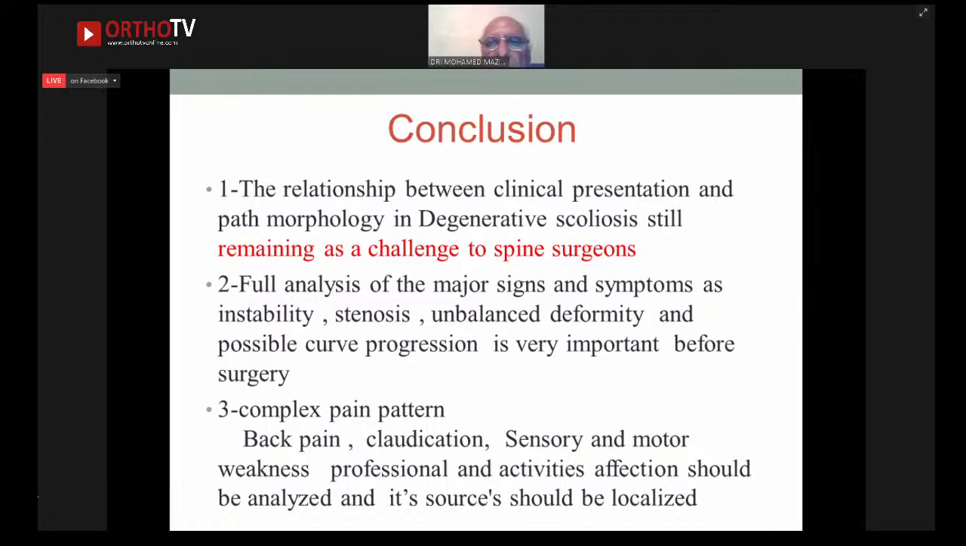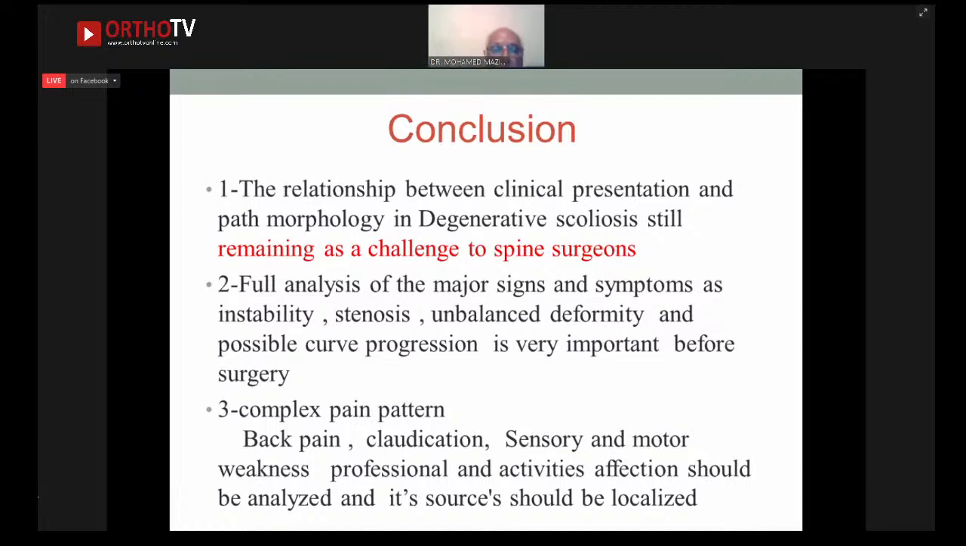Full analysis of the major signs and symptoms, such as instability, stenosis, unbalanced deformity. What is the cause of pain? If it is instability, limited fusion. If it is stenosis, decompression. If it is unbalanced deformity, then long fixation, and careful planning of the progression is very important. The complex pain pattern varies between back pain, radicular pain, sensory pain, motor weakness, professional activity, and affection.